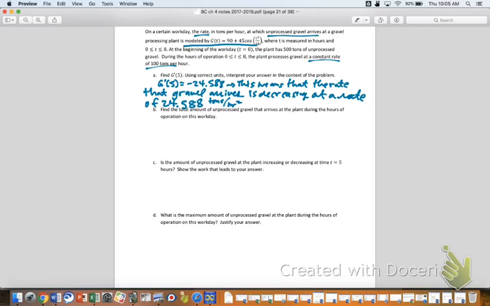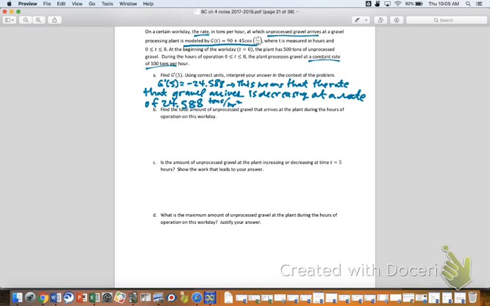All right, fair enough. So B says, find the total amount of unprocessed gravel that arrives at the plant during the hours of operation on this workday. Find the total amount of unprocessed gravel that arrives during the hours of operation. So again, calculator's active. I think that will come in handy on B. Please see if you can answer B.